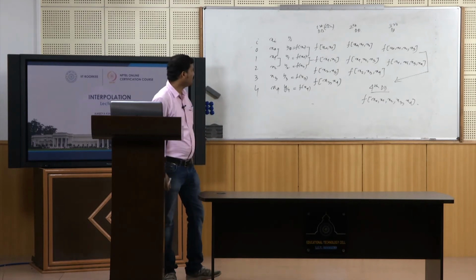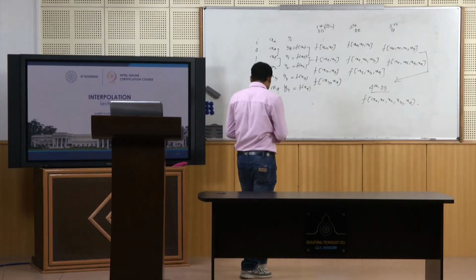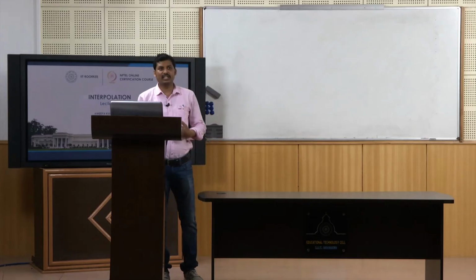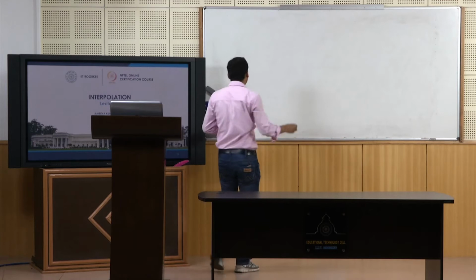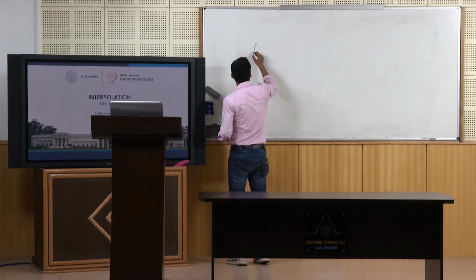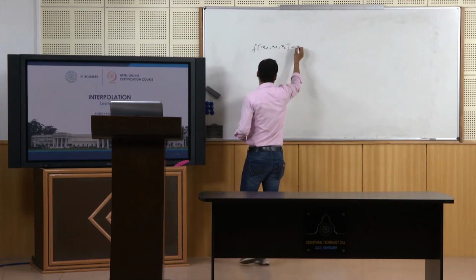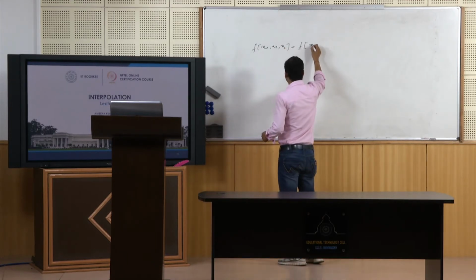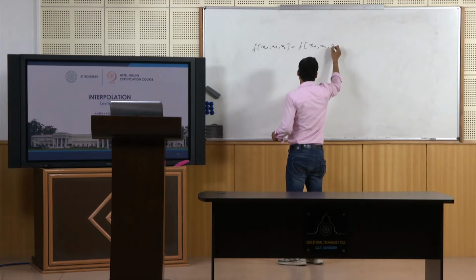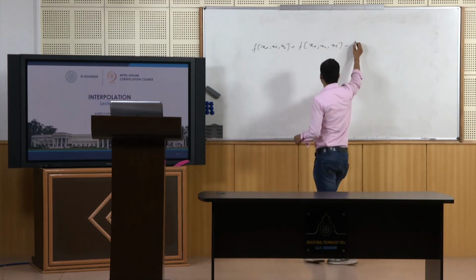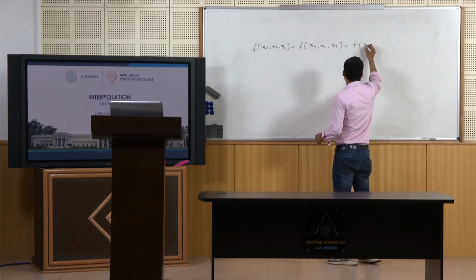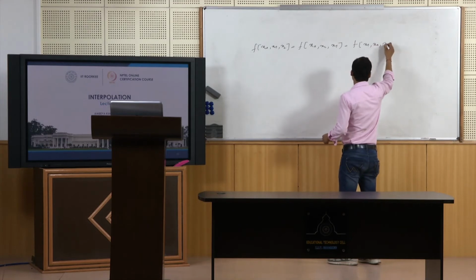This means that if we consider these arguments here, for example three arguments, or the second order divided difference, the arguments can be written in the form of f of x0, x1, x2. This can also be written as f of x0, x2, x1, and this can also be written in the form of f of x1, x0, x2.